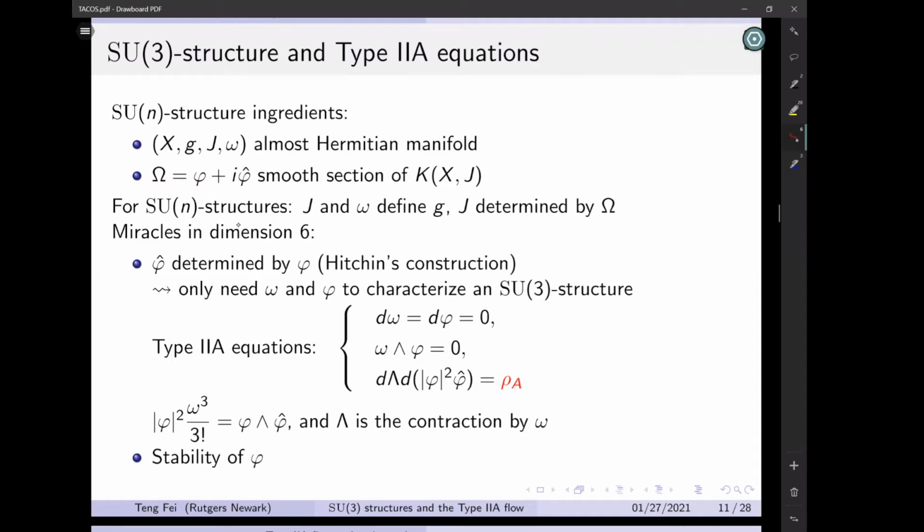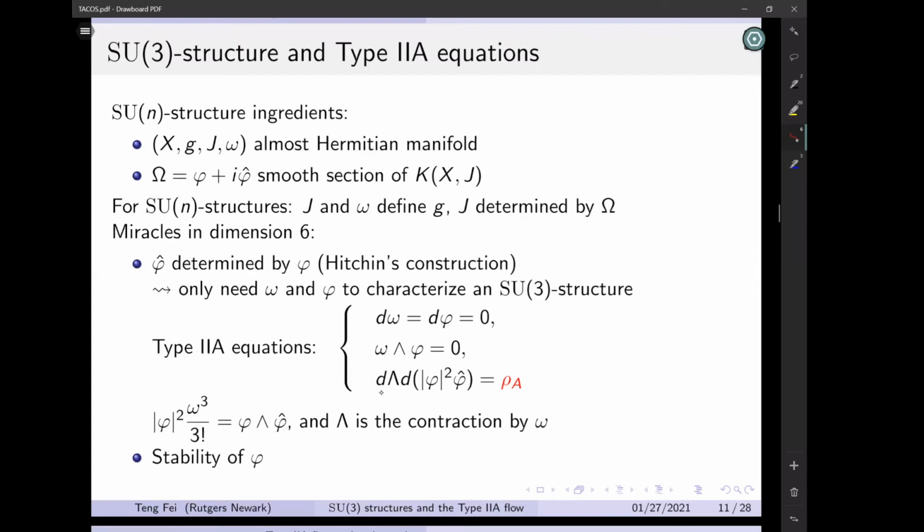So this is actually one of our contributions to clarify the meaning of this iteration. Basically, we only need to solve for this pair omega and phi, and this phi hat is related to phi by the Hitchin construction. But there's another algebraic miracle in dimension 6.